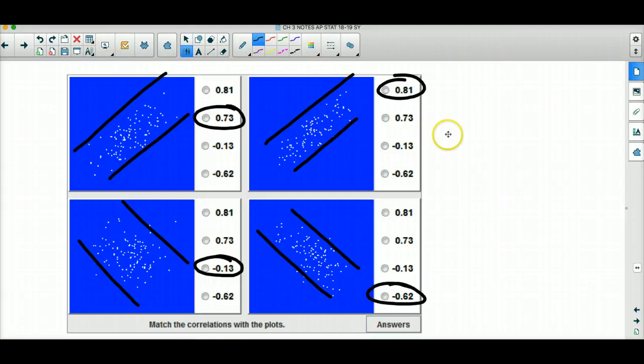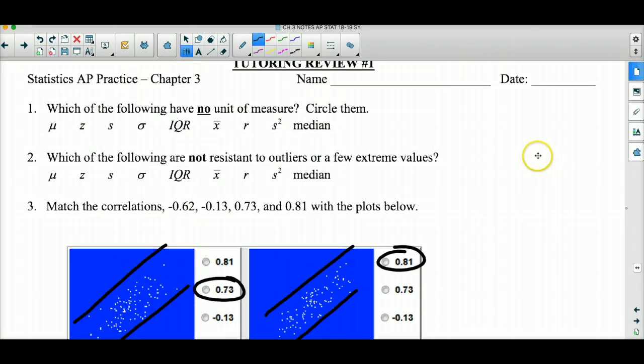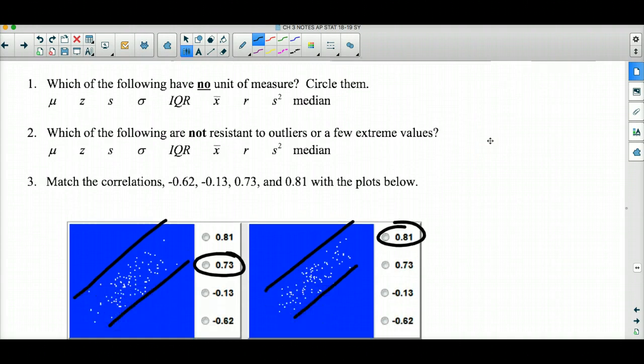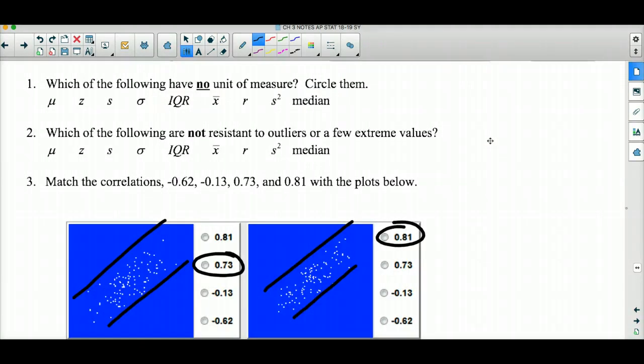All right, now let's go back up. Some of this was in your information today in your PowerPoint. Which one of the following have no unit of measure? Does a median have a unit of measure? Yes. Does S squared, standard deviation squared, have a unit of measure? Yes. Does R have a unit of measure? No. Does the mean X bar have a unit of measure? Yes. Does the IQR have a unit of measure? Does standard deviation have a unit of measure?